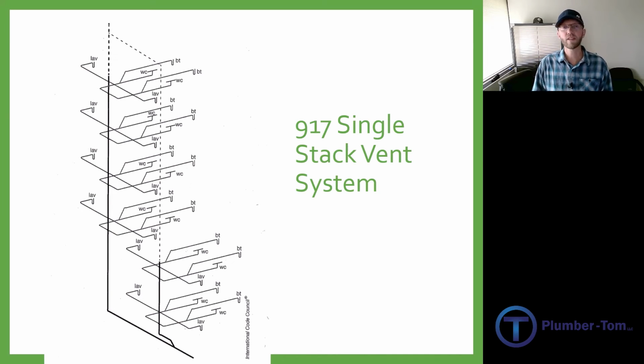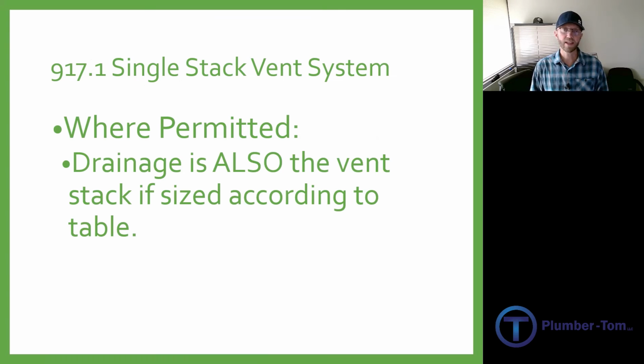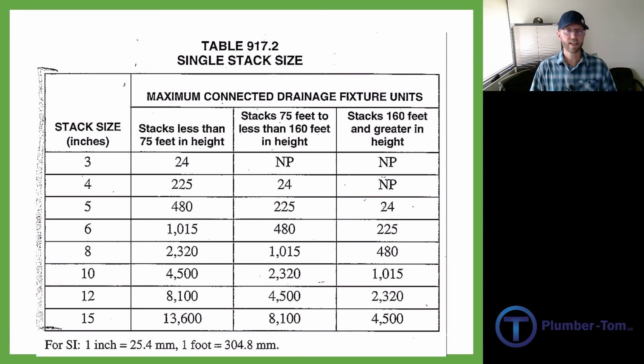This is a relatively recent addition to the code, meaning within the last couple of code cycles they've added this back in. The single stack vent system is kind of going back to the original design of plumbing, when in large buildings in big cities they would just run one pipe all the way up and dump everything into it. 917.1 kind of defines that, and it says wherever this is permitted, we're saying that the drainage is also the vent. It's just one big pipe, and for that reason we have a sizing table specific for single stack vents.